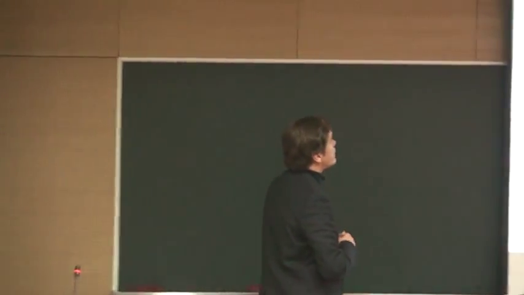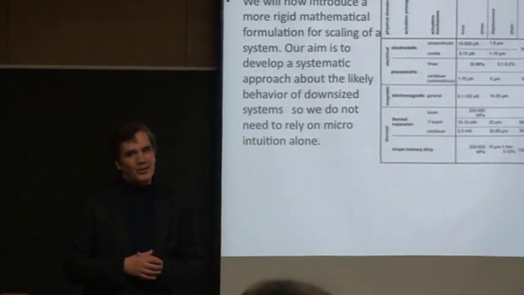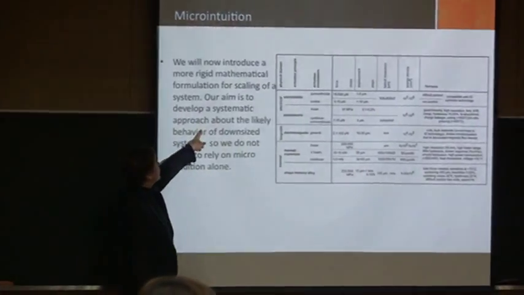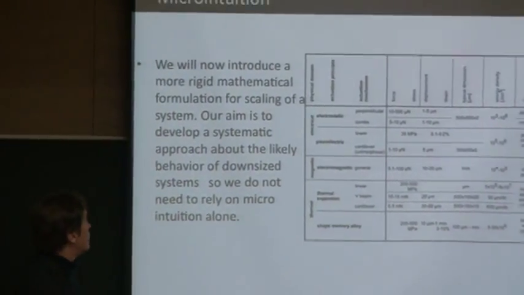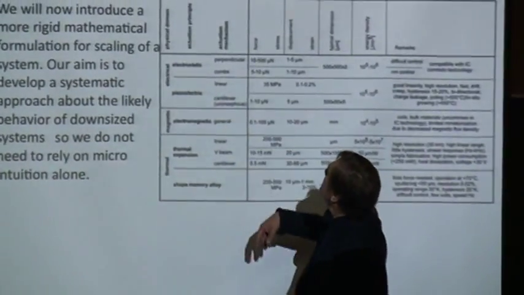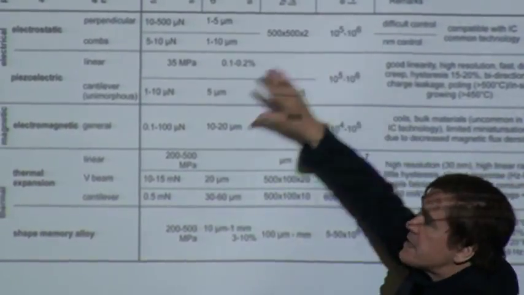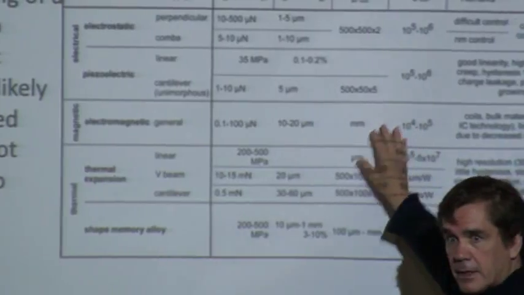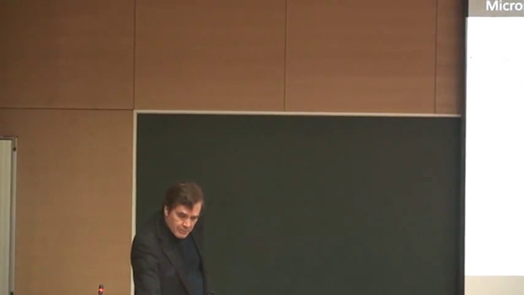We will now introduce a more rigorous mathematical formulation for scaling of a system. We talked mostly about intuition, which is maybe not so predictable, not so solid. Our aim is to develop a systematic approach to the likely behavior of downsized systems, so we do not need to rely on micro-intuition alone. This table on the right shows a whole bunch of actuating principles on the left, and then it shows the force, displacement, etc. These are real life examples. The hope is that by studying this mathematical approach to scaling, we can predict some of that, rather than having to build them and check. So we can model it up front. We don't need to make them all. We can do more clever experiments.